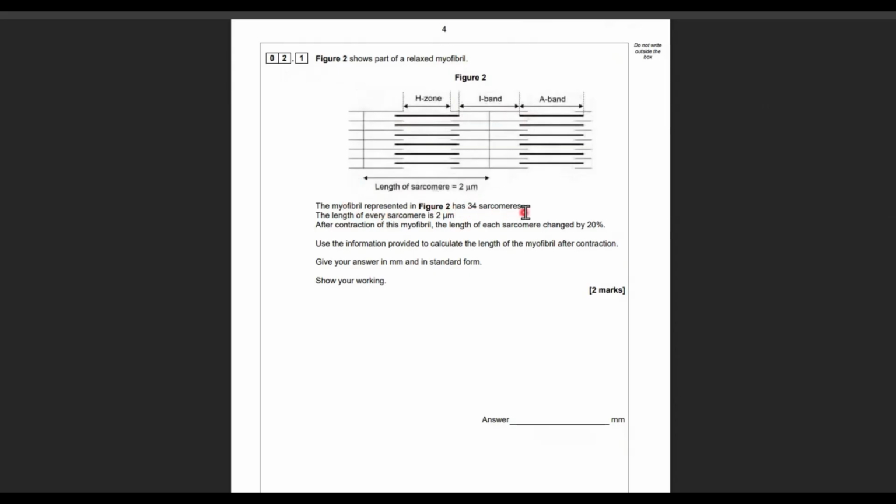The myofibril represented in figure 2 has 34 sarcomeres. The length of every sarcomere is 2 micrometers. After contraction of this myofibril, the length of each sarcomere changed by 20%. Use the information provided to calculate the length of the myofibril after contraction. Give your answer in millimeters and in standard form.